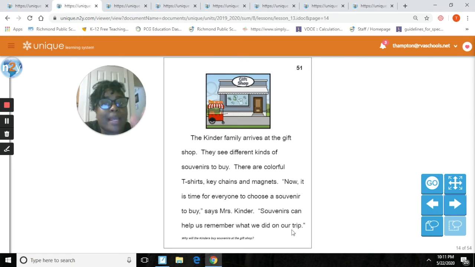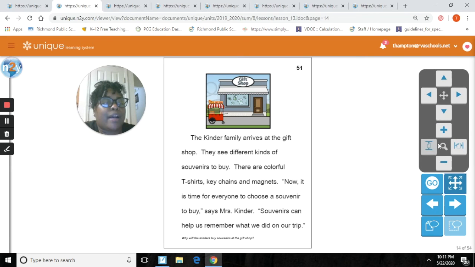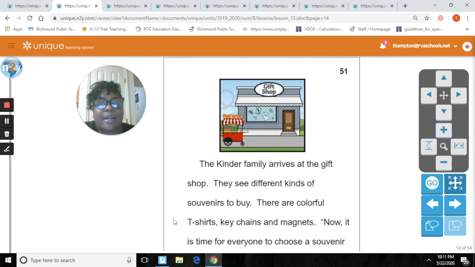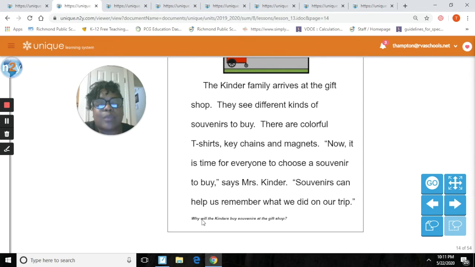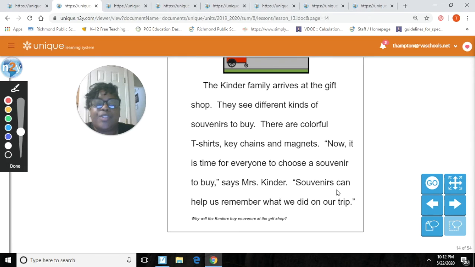Now let's think about our objective, right? What was our objective? I will remember what the Kinder family chooses to buy at the gift shop. Okay? All right. So let's make our focus statement here a little bit bigger at the bottom so we can see what it wants us to do. It says, why will the Kinders buy souvenirs at the gift shop? Now, did you say souvenirs can help us remember what we did on our trip?